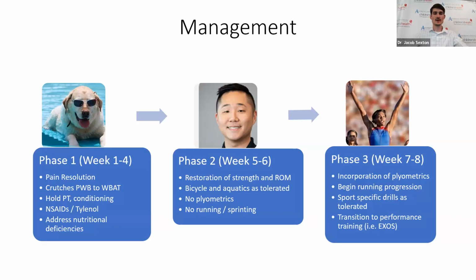That's when I start physical therapy. My goal is first to get the restoration of strength and range of motion. Usually week 5 and 6, we're really focusing and hammering on range of motion, strength. I don't incorporate plyometrics at that time, no running, no sprinting. But when I get into week 7 and 8, that's when I start getting those plyometrics in. I start aggressively moving them. And then by week 8, when I get them to clearance, they should be back to sprinting and running at that point in time. And then get them back into exos.